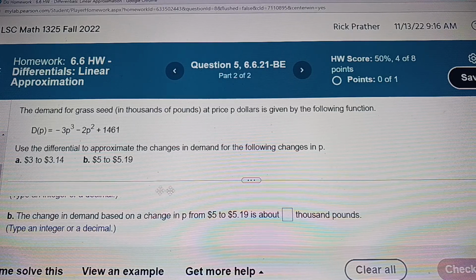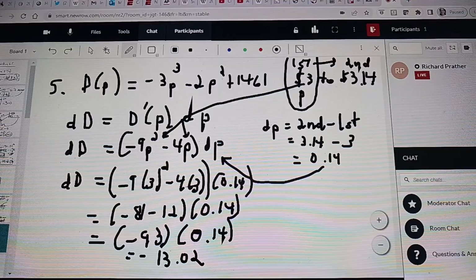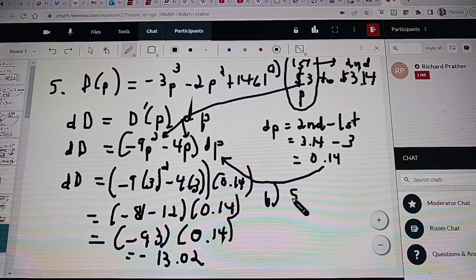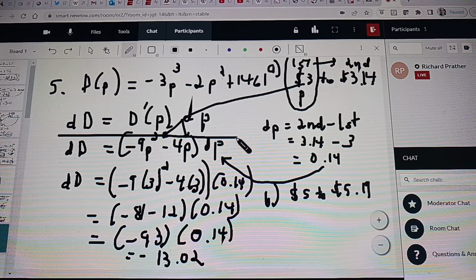And then the good news is about part B, since the prices are different, I have to redo all the derivative work. Not that that took all that long, but basically the only thing different in part B is that price is going from $5 to $5.19. So you only have to repeat from where you plug numbers in. This derivative is still the same. So right here, instead of putting 3's here, I'm going to put 5's.